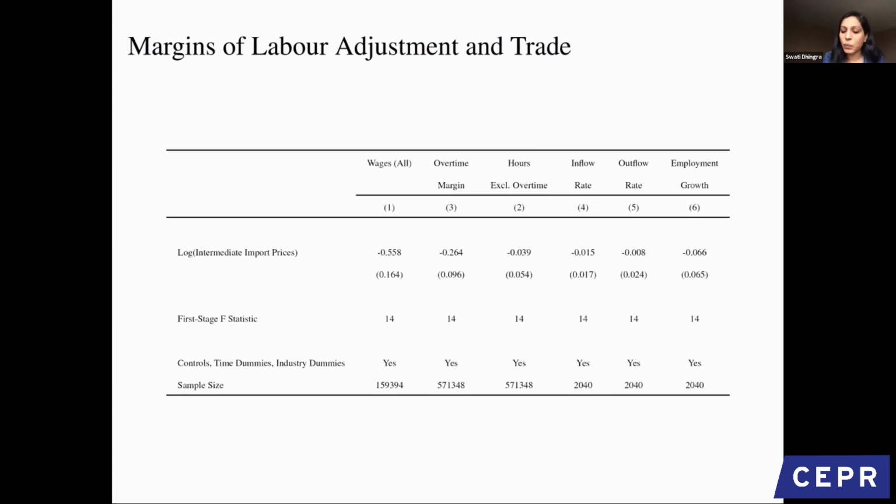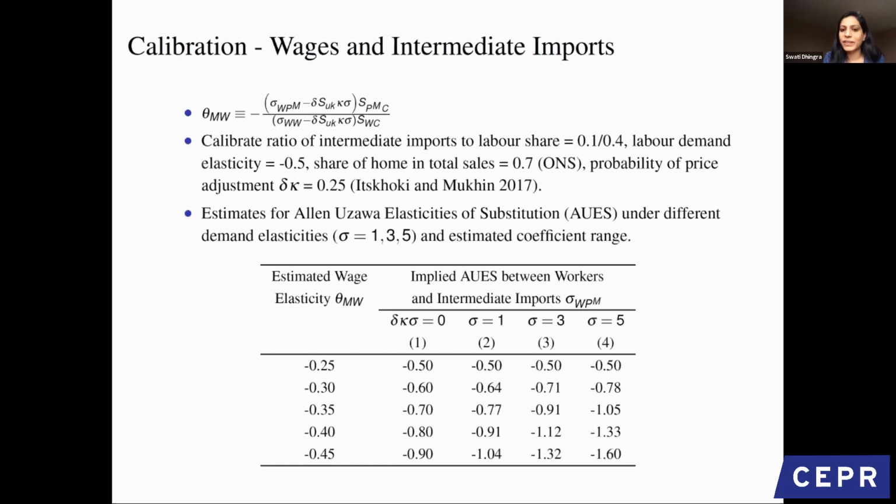So it really is a wages and training story, or a little bit on overtime, which has also been documented previously for US manufacturing workers. So once more, what we can do from here is we can try to plug in the numbers for what this theta MW are, what the deep parameters are.